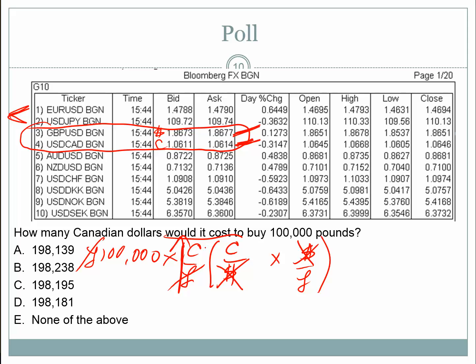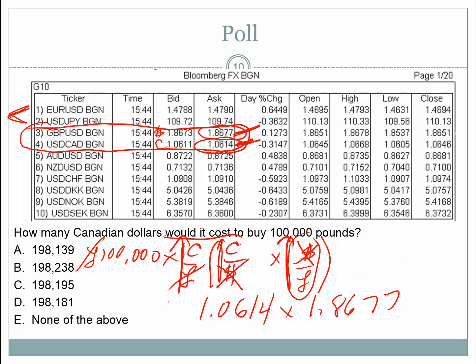So you're going to pay the high Canadian per pound exchange rate, which is the high Canadian per dollar exchange rate times the high dollar per pound exchange rate. So I'll take the high Canadian per dollar exchange rate, since these are Canadian per dollar and I don't need to invert it, times the high dollar per pound exchange rate. Well, this is dollar per pound, so I don't need to invert this one either. So if I take my 100,000 pounds times these two rates, what you'll see is the answer is B, 198,238 Canadian, or loonies.